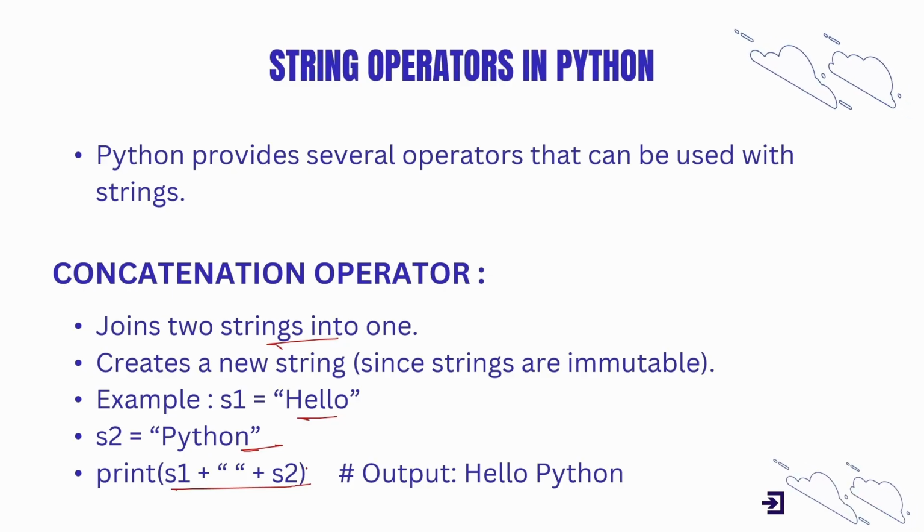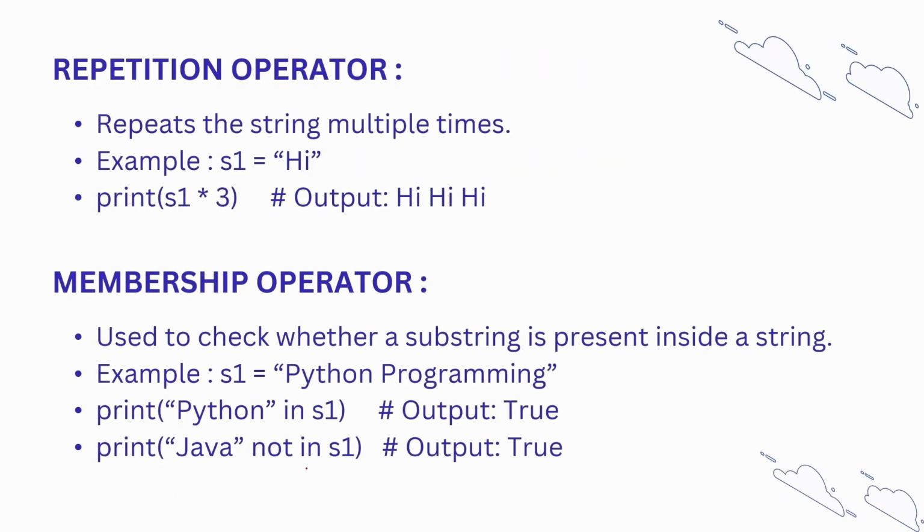All right, so that is concatenation. Next is the repetition operator. What is the repetition operation? It repeats strings multiple times. Here we have S1 equals "hi", and we want the output to be "hi hi hi". So we use S1 with the multiplication operator, into 3. When we do S1 into 3, we get the output where S1 is repeated 3 times. That is the repetition operation.